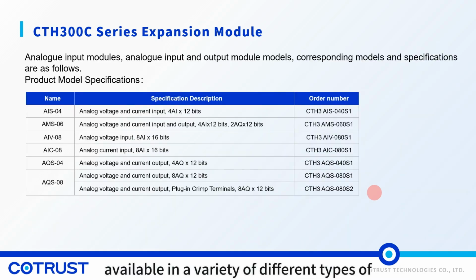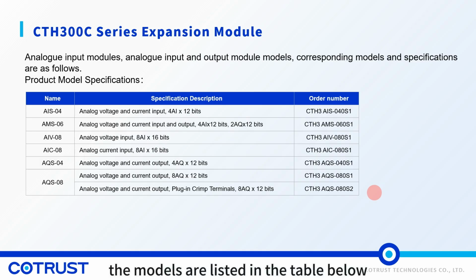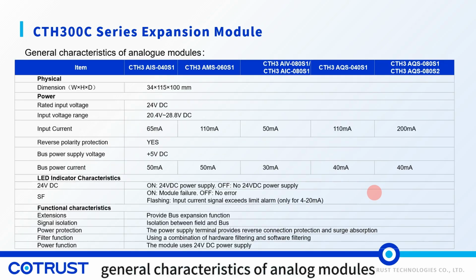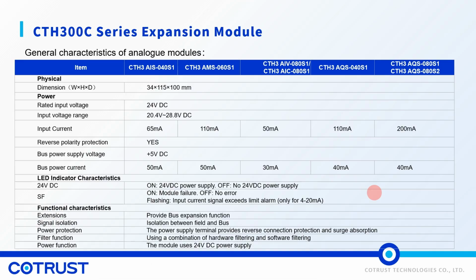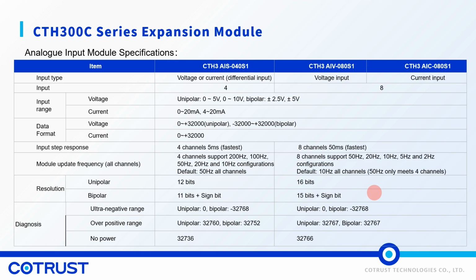Available in a variety of different types of analog modules, the models are listed in the table below. General characteristics of analog modules. Here are the technical specifications of the analog input module, including the main parameters such as the analog input range and the full-scale data format.